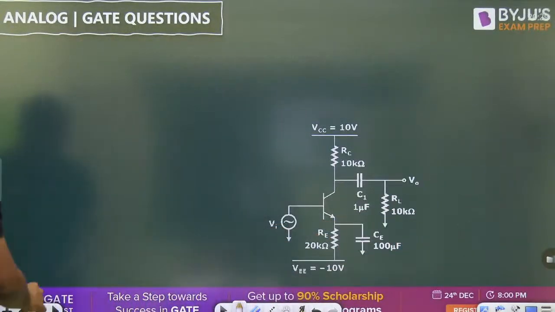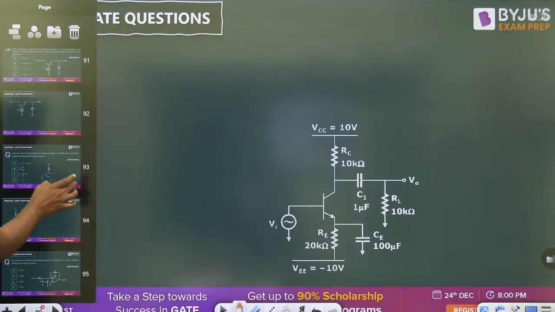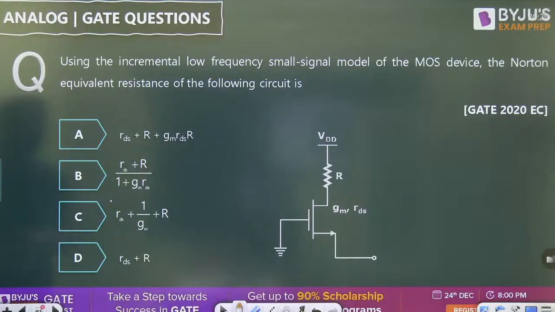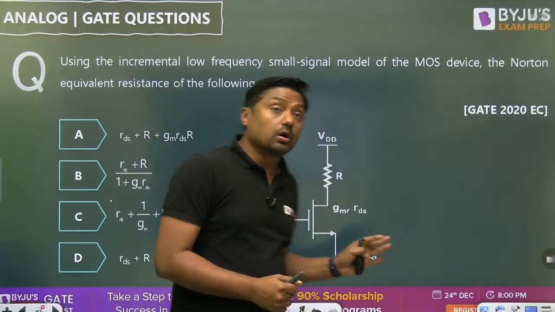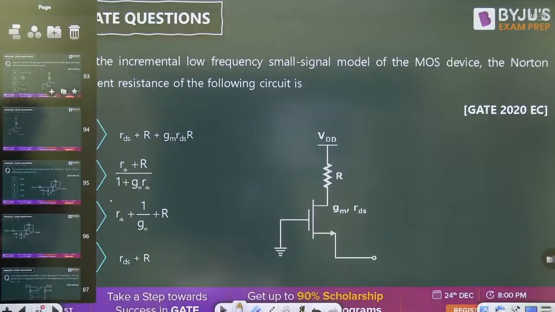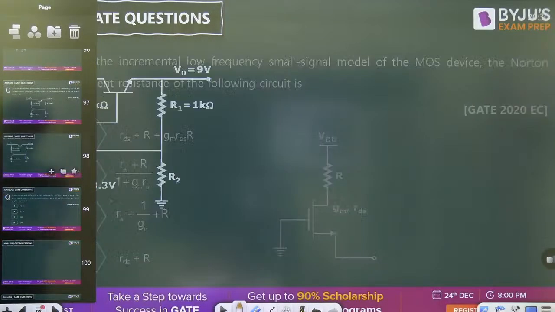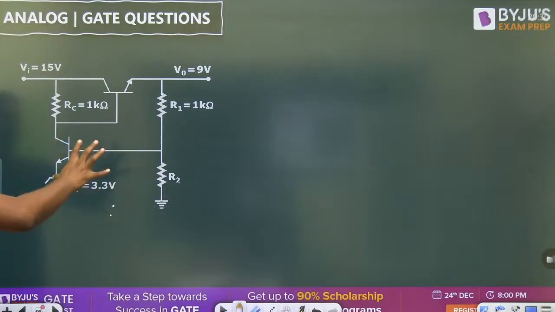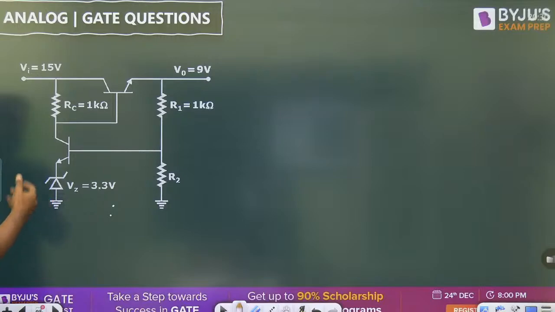Then, similar type of question in operational amplifier, similar type of question in MOSFET. For example, how to get the Norton's equivalent circuit from the small signal model in case of MOSFET. What is the answer? Already I have given you the idea about that circuit. Then this type of circuit, for example, what is the gain of this when we are connecting different transistors and one Zener diode? Then what is the answer for this type of question?